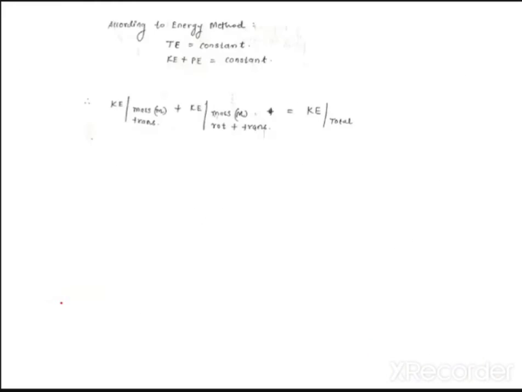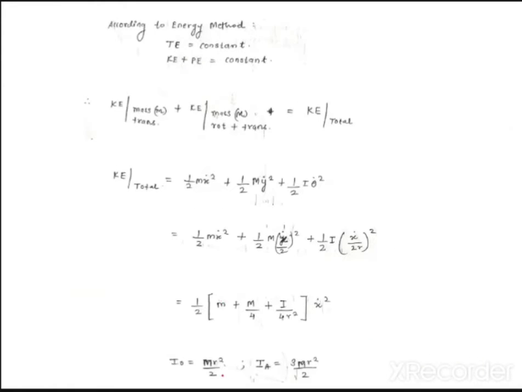So put everything here. Same, they have put I is equal to mr square by 2. So I is equal to 3 capital M, given by them, so capital M r square by 2. Put all this in here. So I'm getting k is equal to 1 half m into capital M by 4, 3 capital M r square by 2 plus 1 by 4 r square x dot square. So r square will get cancelled.